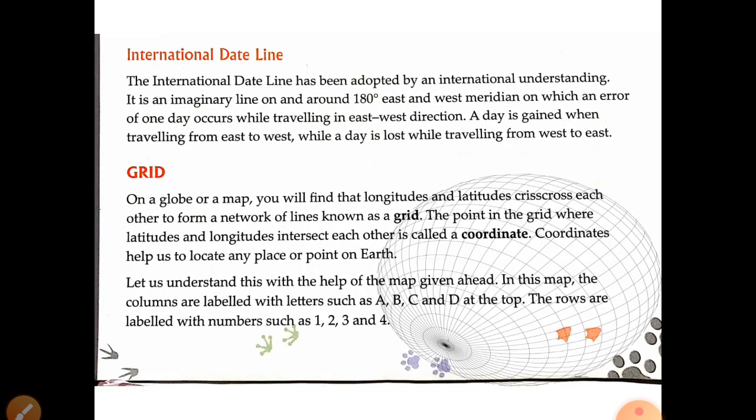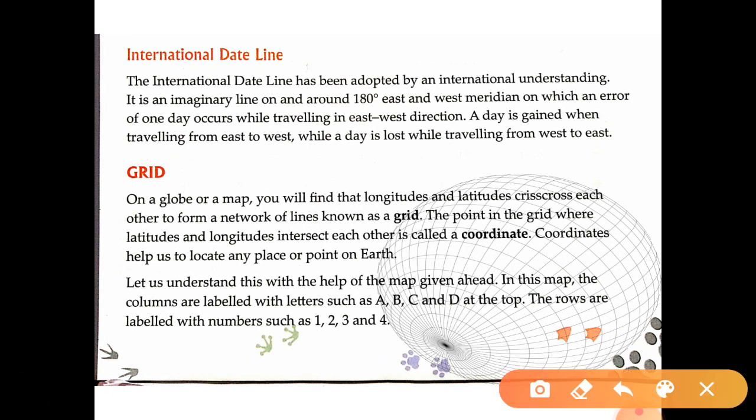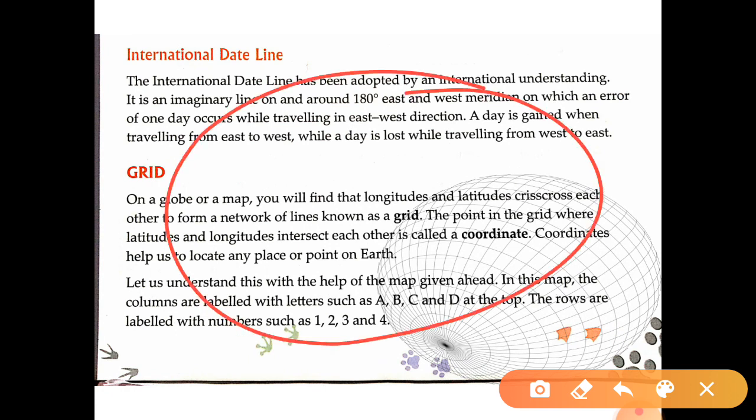Now, the international dateline. The international dateline has been adopted by an international understanding. It is an imaginary line on land and around the 180 degree east and west meridian, on which an error of one day occurs while traveling in the east-west direction. A day is gained when traveling from west to east, while a day is lost while traveling from east to west. I will explain it with the help of the globe.